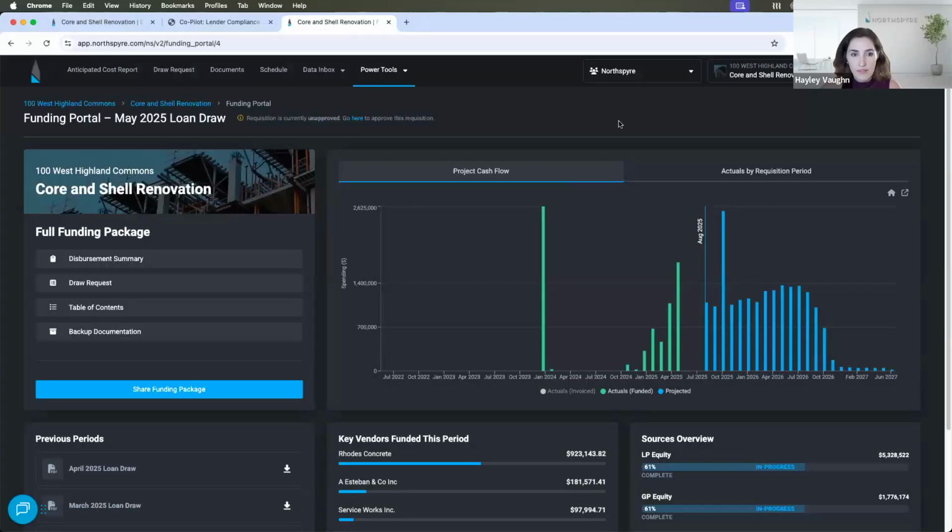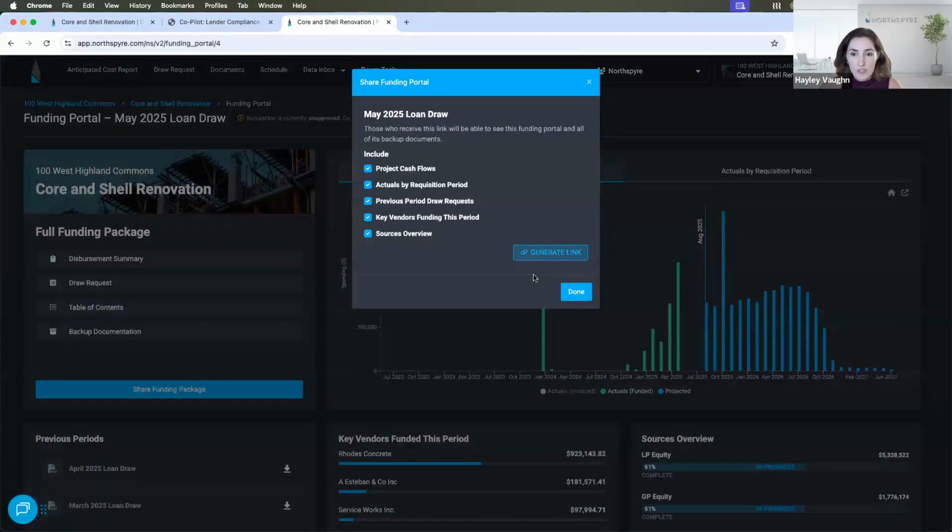Another option we have is our funding portal. So let's say as an alternative to simply submitting the PDF report to your lender, you instead want to shed some light and give them access to the tools that you're using. This funding portal is where you can share or generate a link to share this page that we're looking at. You can select which of the cards you want displayed for your lender to see, and share that with them.